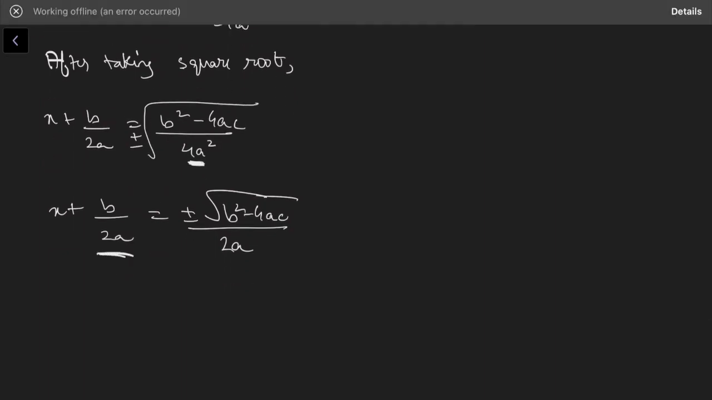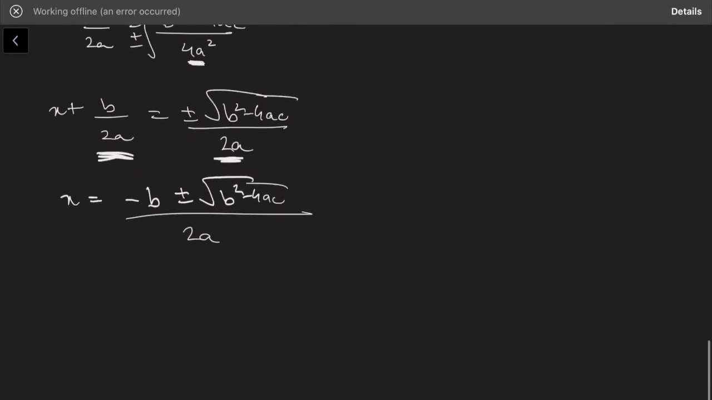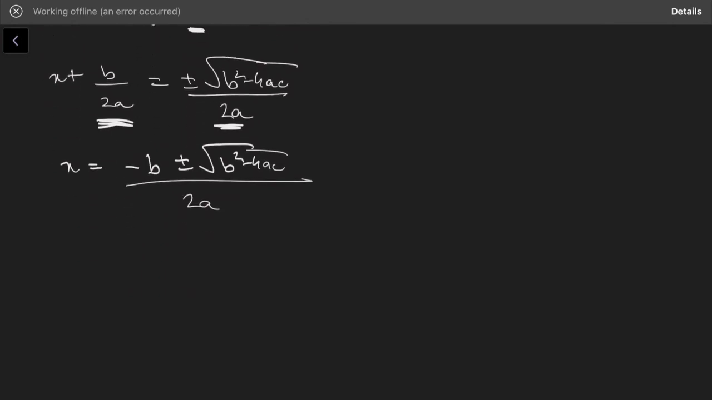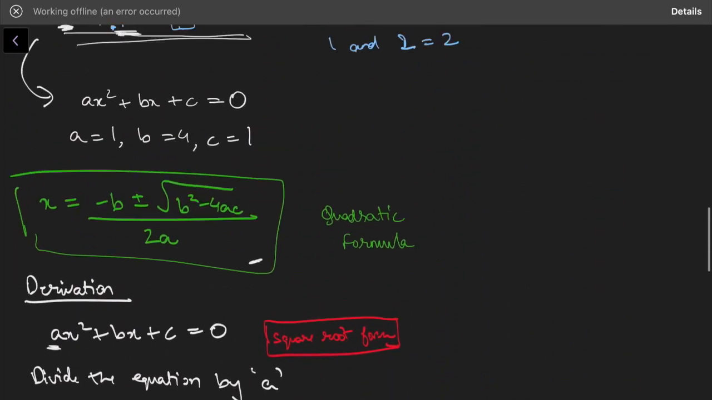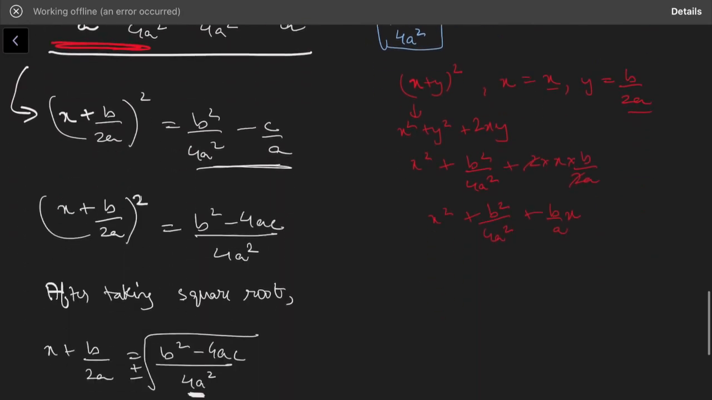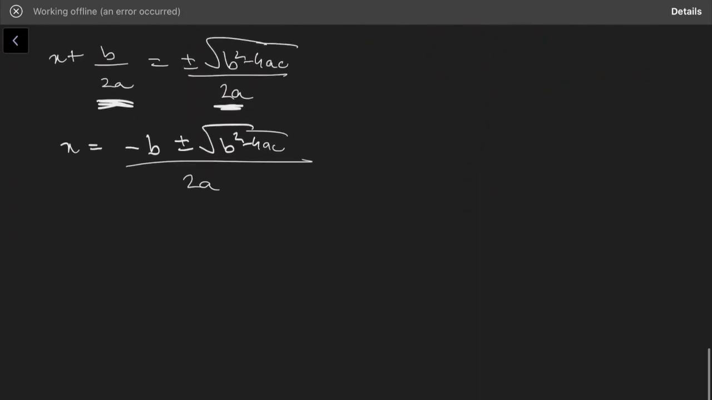Now let's shift this b by 2a to the other side. We're going to have x is equal to minus b plus or minus root of b square minus 4ac the whole divided by 2a, because this is a common denominator. And there you have it. This is the quadratic formula which we had written down earlier over here. Now let's try it with some examples.